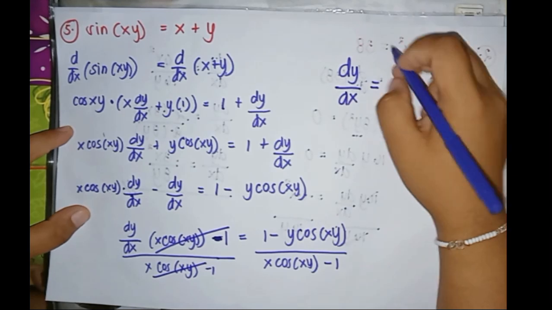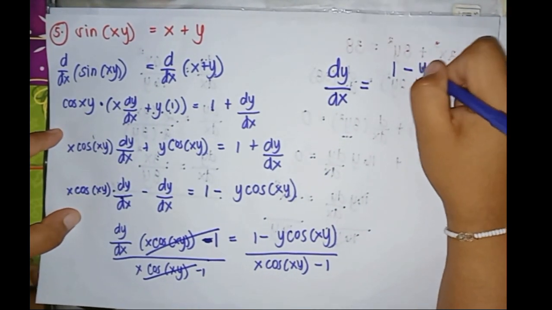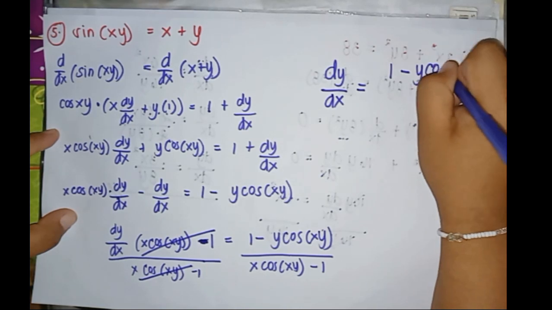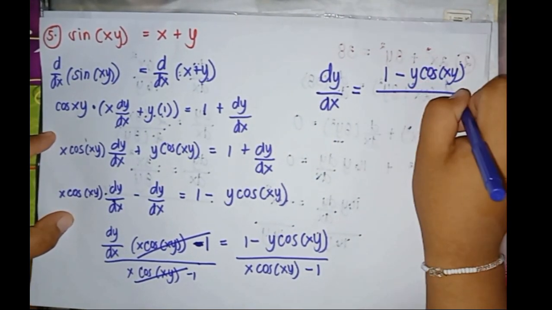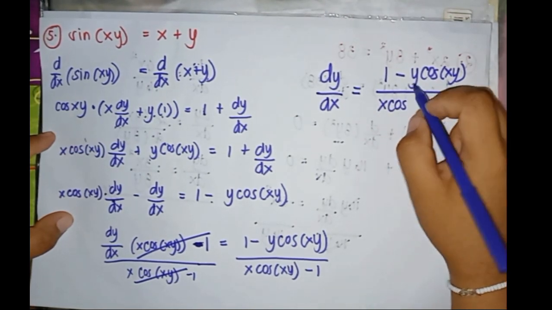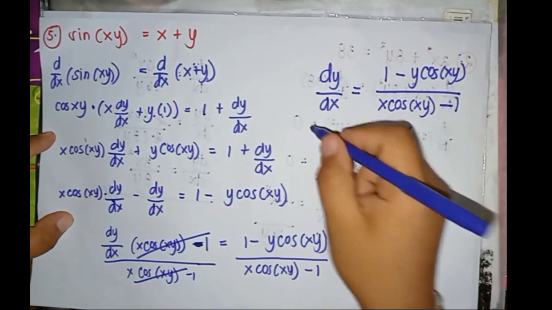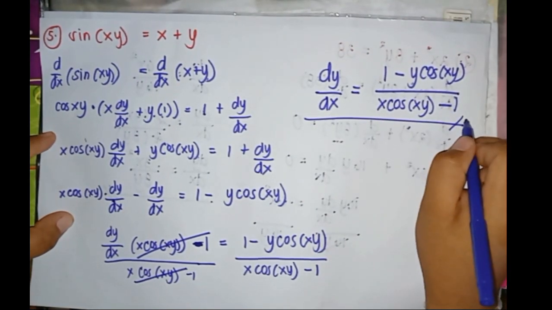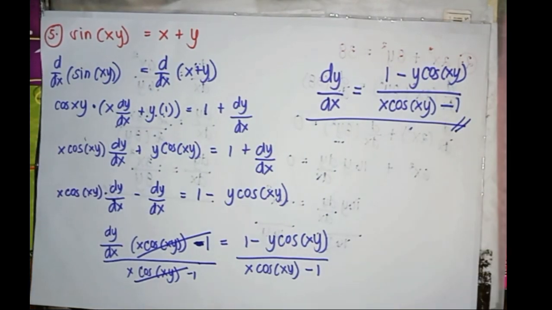So we are left with dy over dx is equal to 1 minus y cosine of xy over x cosine of xy minus 1. And that, my friend, is our final answer.